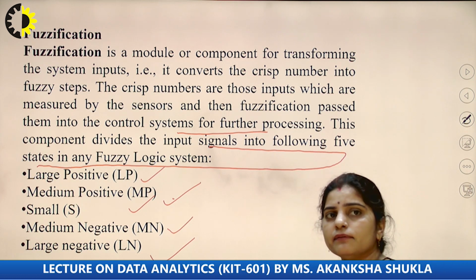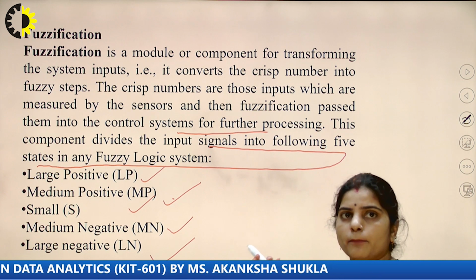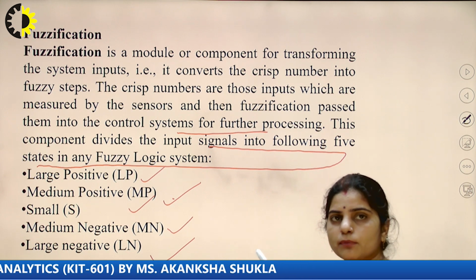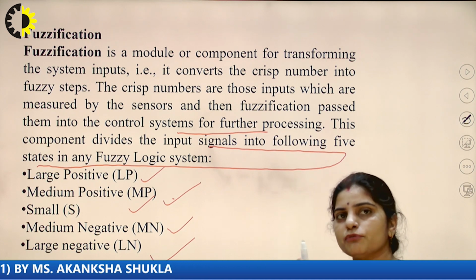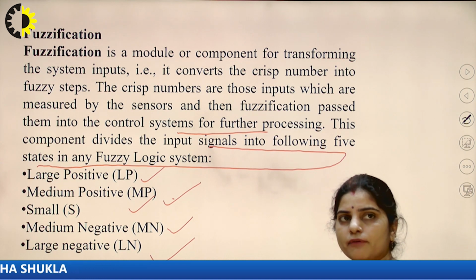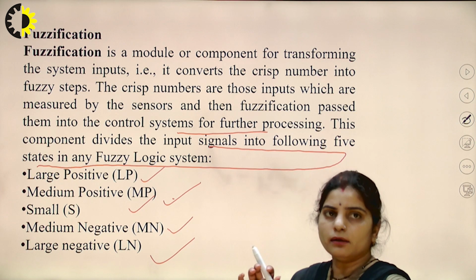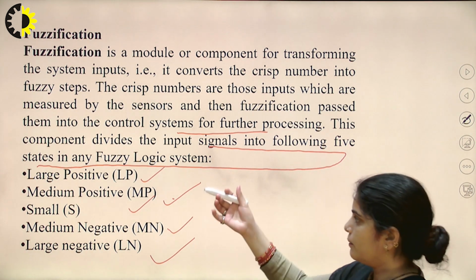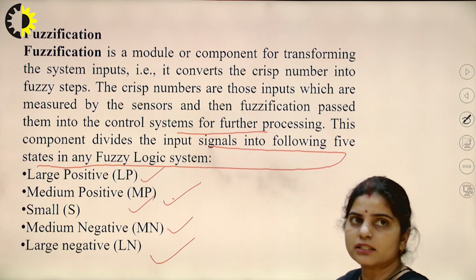So fuzzification basically divides the input signals. Whatever crisp numbers are provided as an input to the fuzzification module, this module converts those crisp numbers into fuzzy steps. Okay, after that the fuzzy steps are further divided into the 5 states. The 5 states are large positive, medium positive, small, medium negative and large negative.